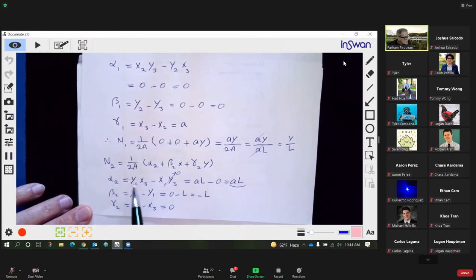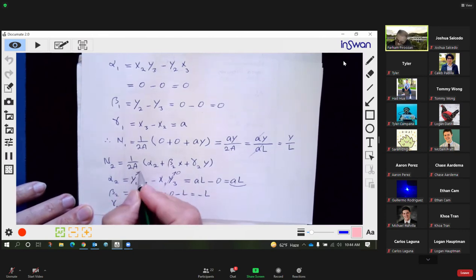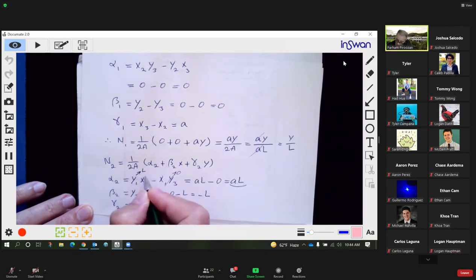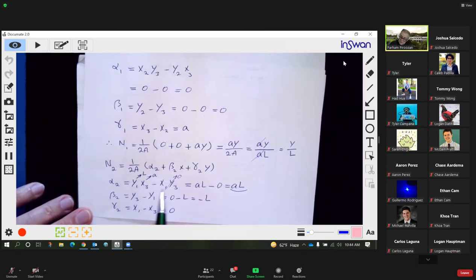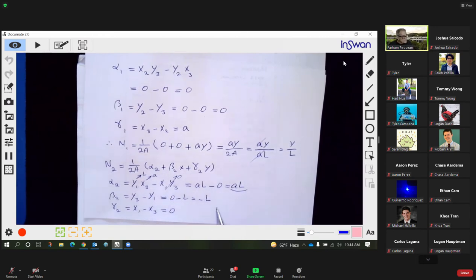This is y1 x3. Write it properly. y1 x3. y1 it is L, and x3 it is A. So this is AL. This is positive here. And this term it is 0, y3 is 0. So it makes AL minus 0, it is AL.